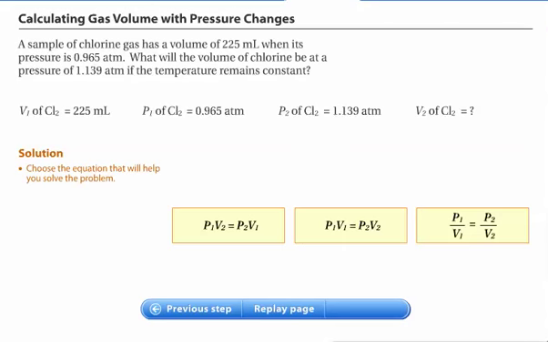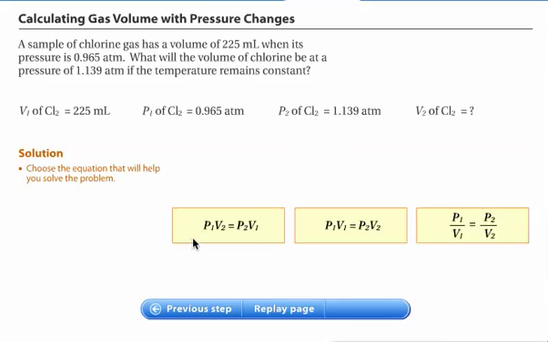Now we're going to choose the right equation in order to solve the problem. Boyle's law states that pressure times volume equals a constant. And when you say that, that means that the pressure at one condition and the volume at that same one condition is going to equal the same value.